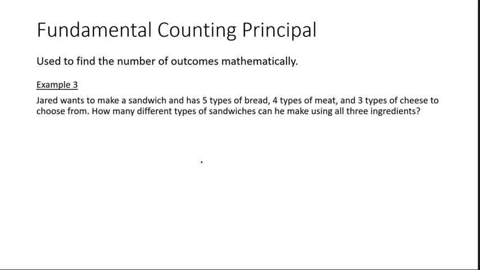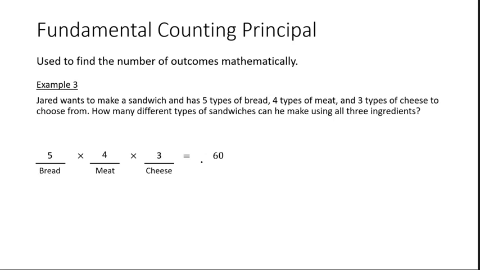When you do this, we do it the same way we did for the coin, where we have 3 different things. We have bread, we have meat, and we have cheese. So we have 5 options for bread, 4 options for meat, and 3 options for cheese. And using the fundamental counting principle, you multiply those numbers together. 5 times 4 times 3 gives you 60. So the total possible types of sandwiches that he can make using all 3 ingredients would be 60.